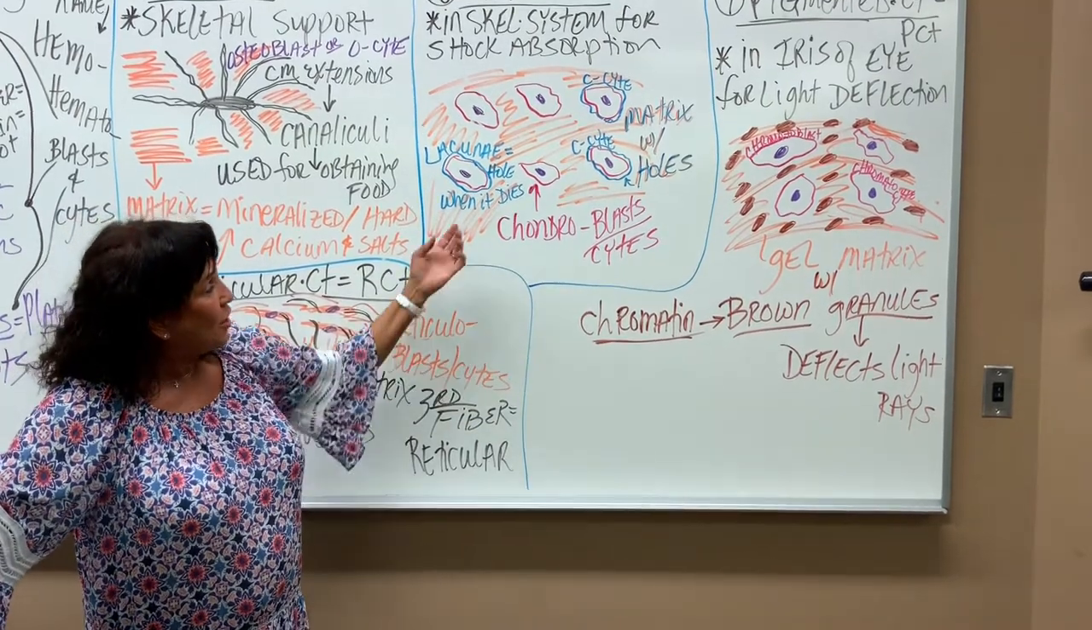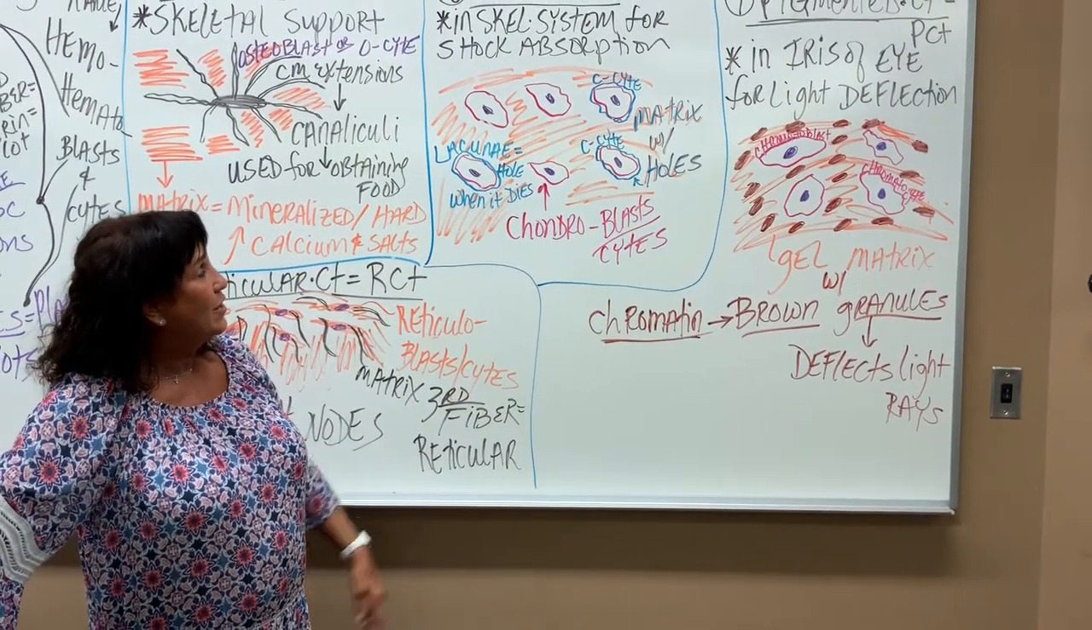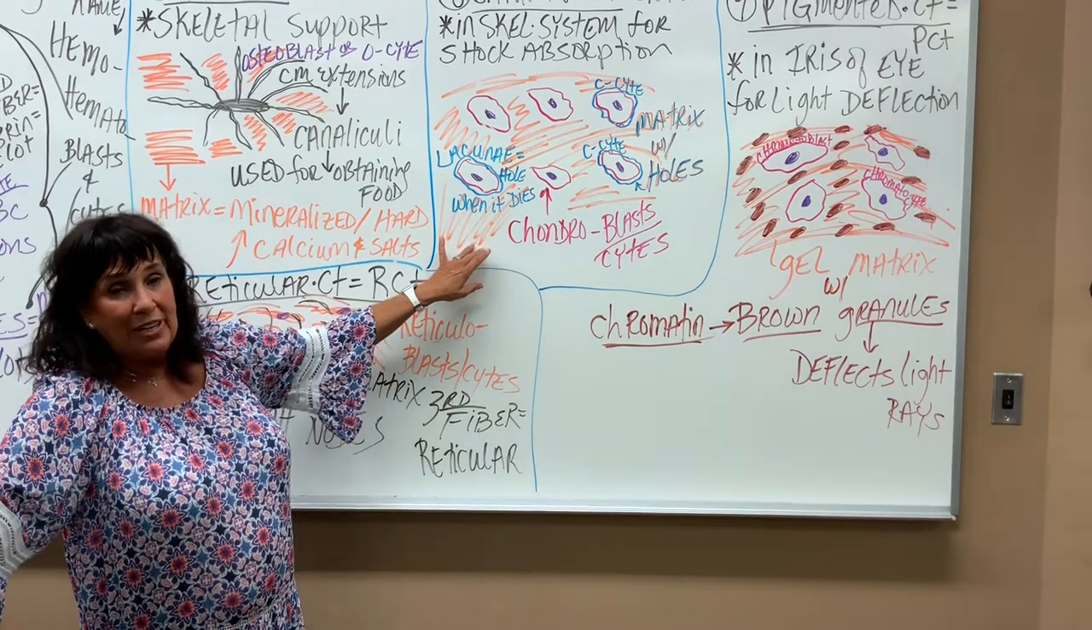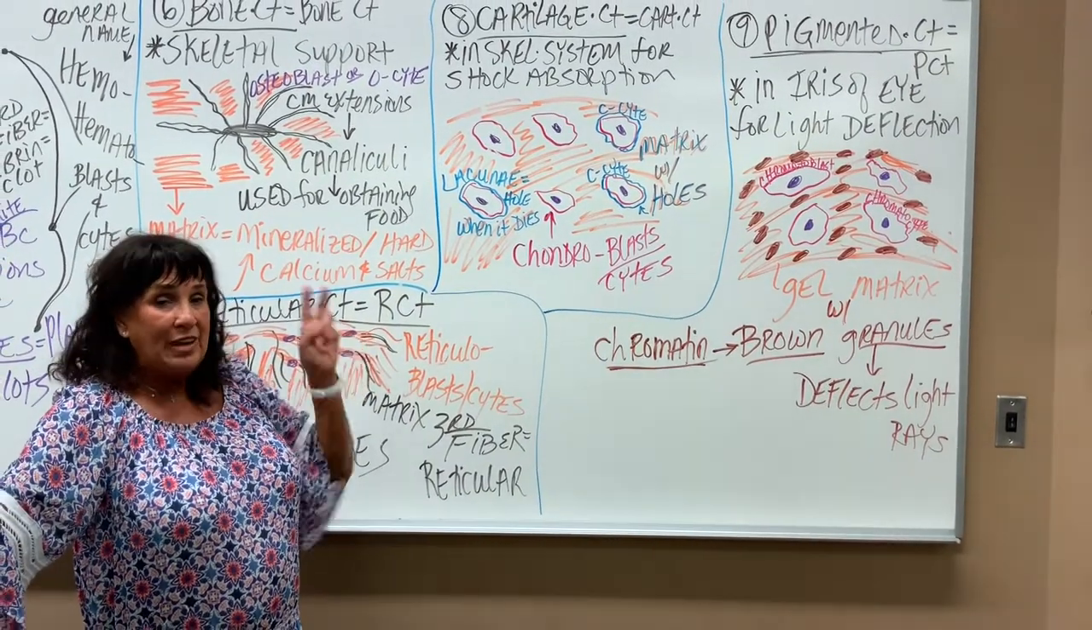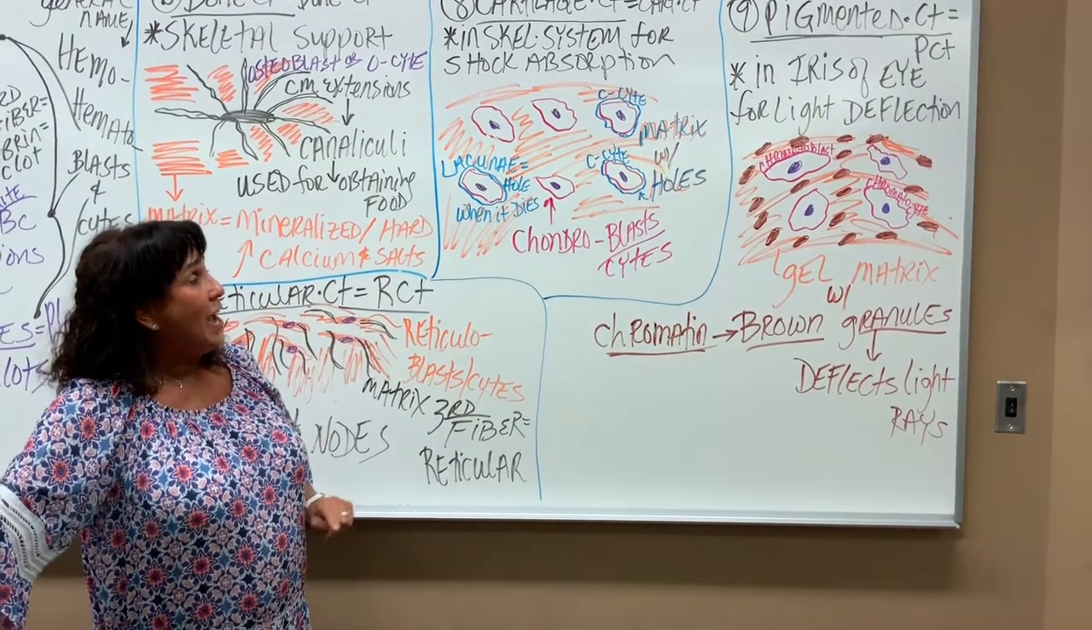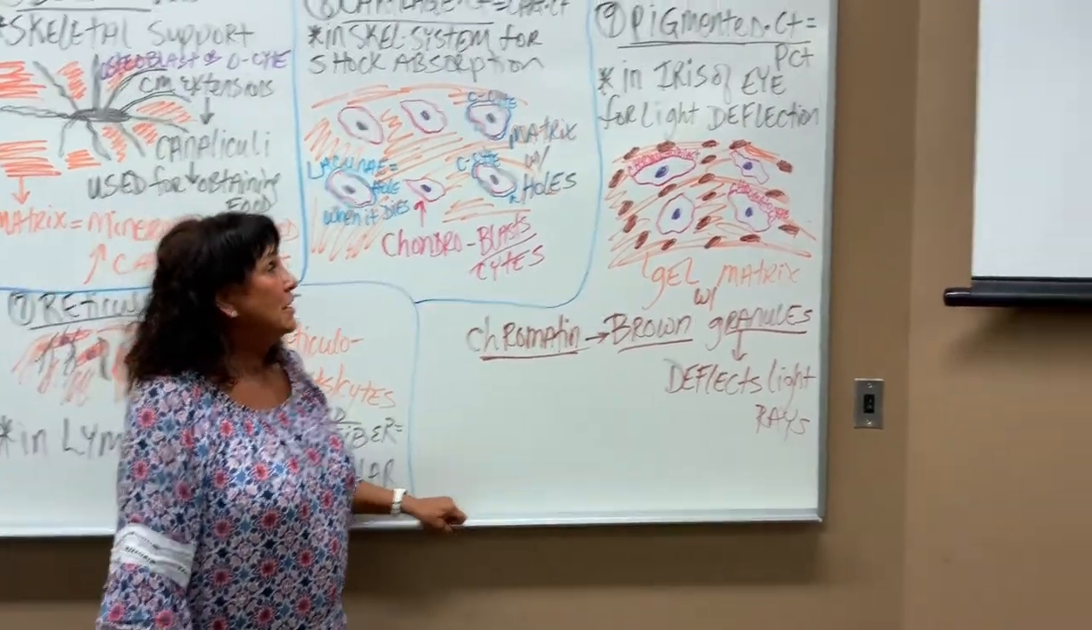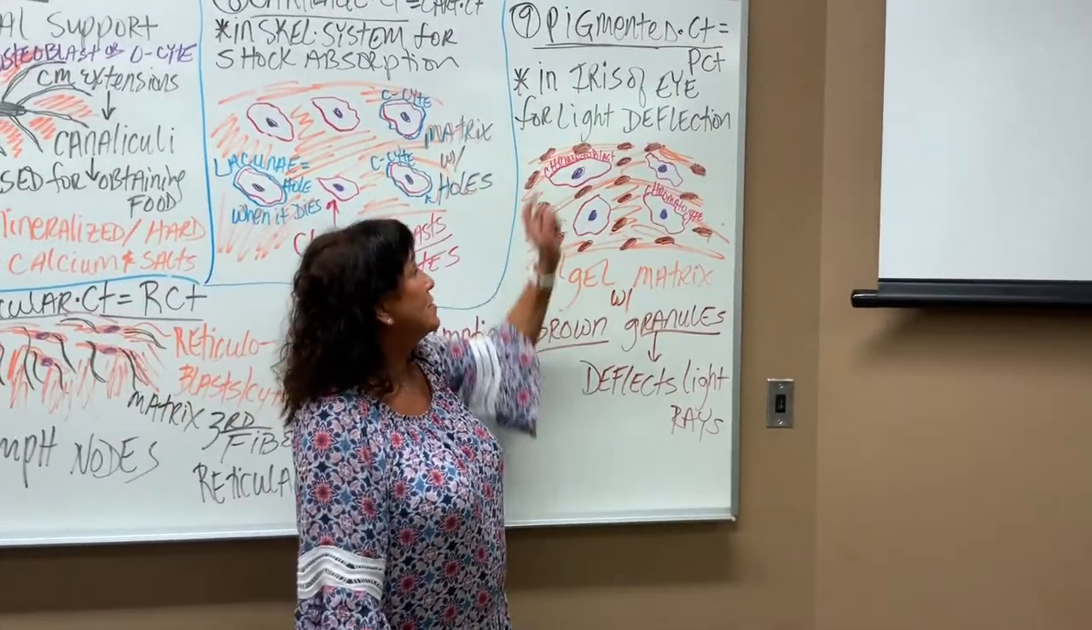So that's cartilage CT right there. And what kind of fibers would be in here? Just collagen and elastic. So only blood and reticular have the third fiber. And our last type of CT is called pigmented CT, okay?